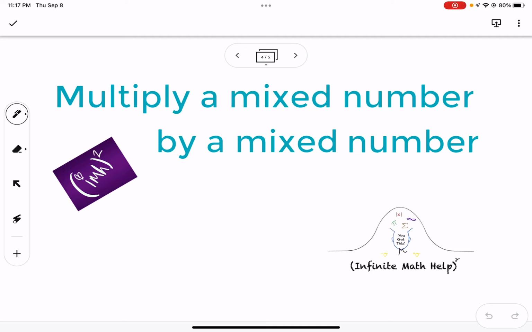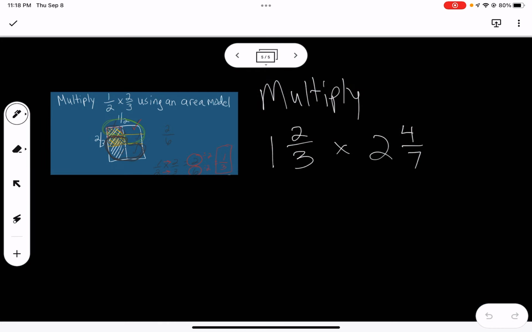In this video, I'm going to show you how to multiply a mixed number by a mixed number. In a previous video, when we multiplied fraction by fraction, we used an area model to start with, but we learned of a shortcut that we could multiply straight across. Now in this case, if these were top-heavy fractions, we would be able to apply the same shortcut.